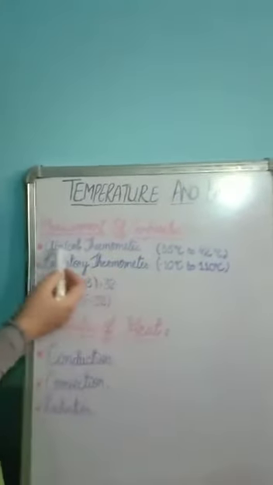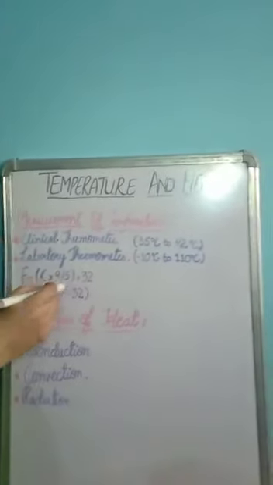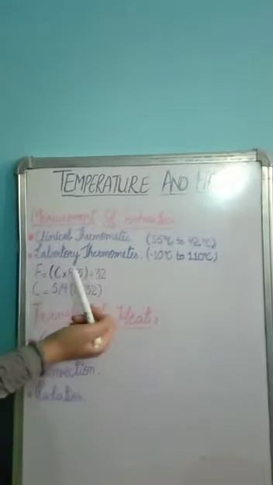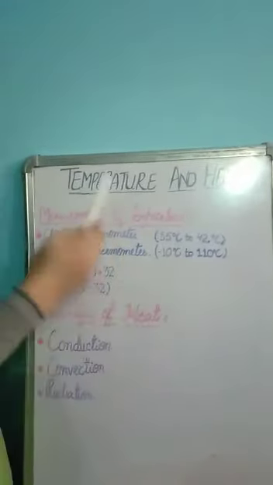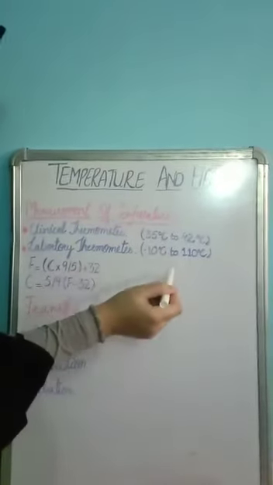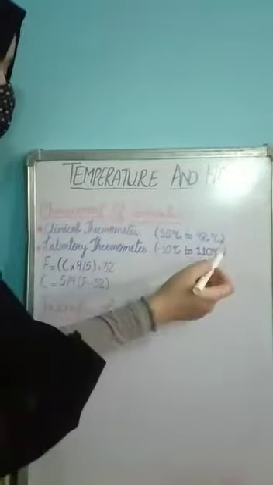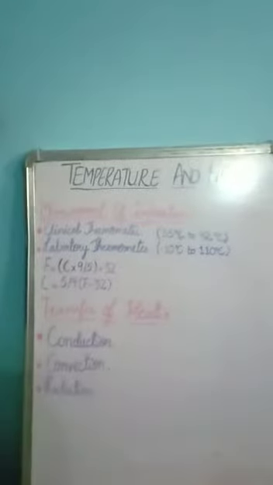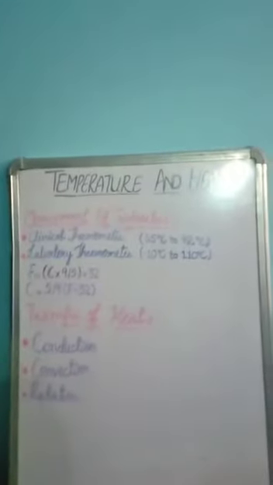Next, we have the laboratory thermometer. The laboratory thermometer is used to measure the temperature of inanimate objects. It's usually used in laboratories. It has a scale which reads the temperature from as low as -10 degrees Celsius to as high as 110 degrees Celsius. Now we have the scales of the thermometer.